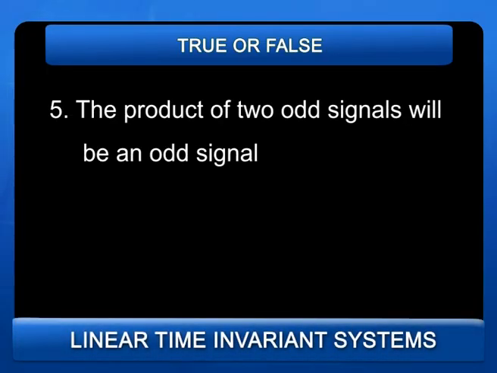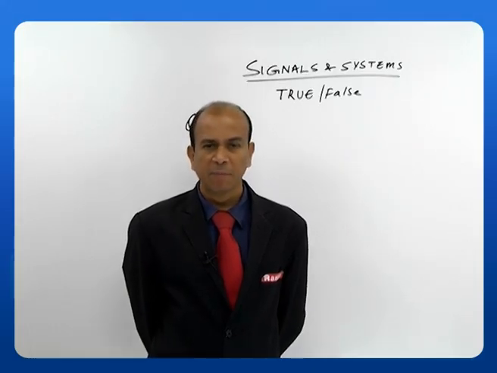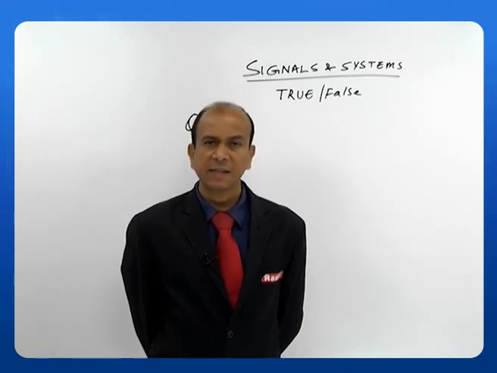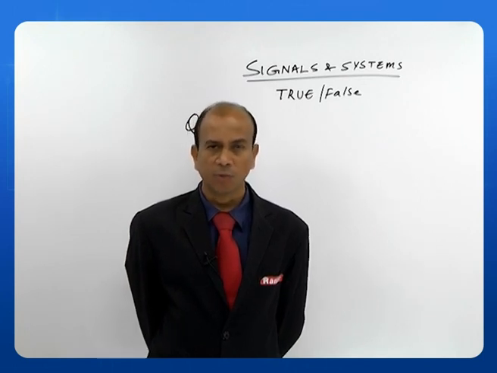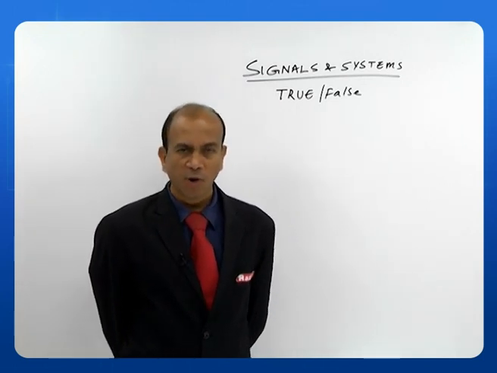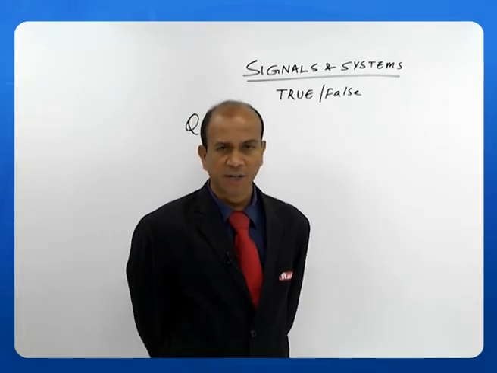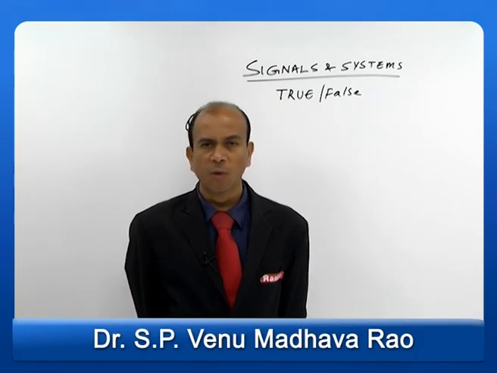Question number 5 is as follows. The product of two odd signals will be an odd signal. Let us take two odd signals, and if we multiply them, is the resultant signal also odd? Is it true or false? We all know what an even signal condition and an odd signal condition are, isn't it? So from that we have to analyze further.